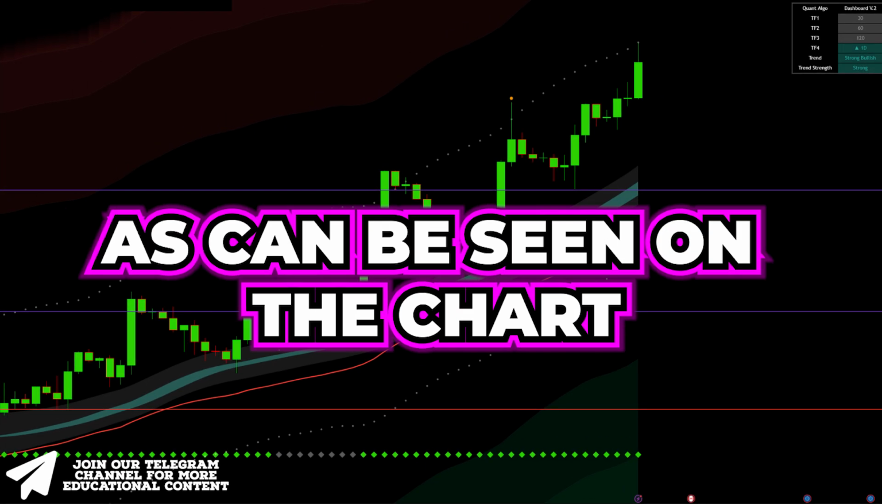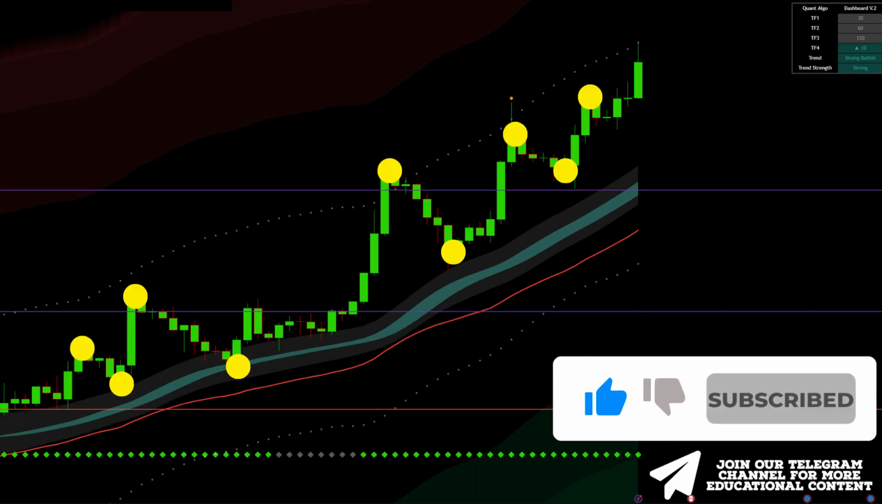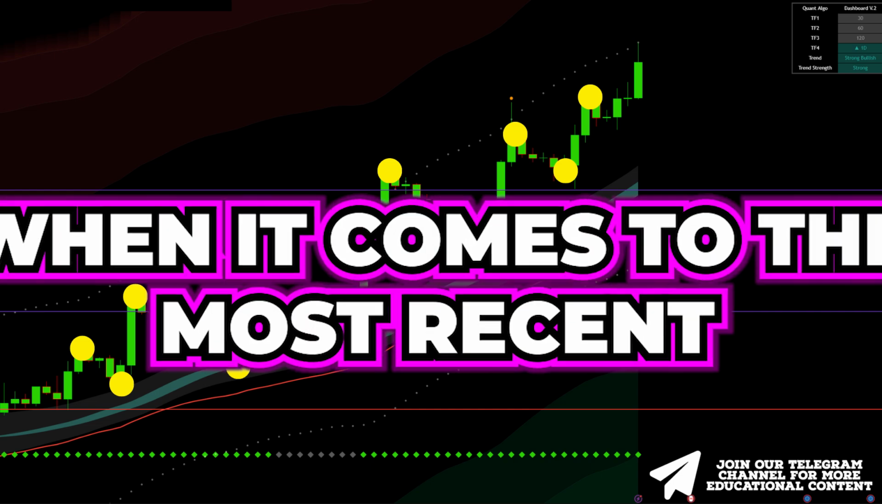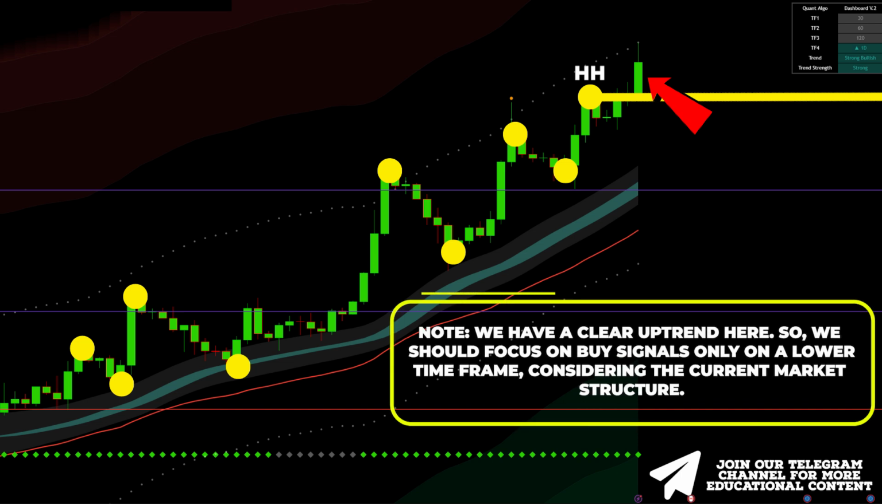As can be seen on the chart, the price broke multiple effective levels, and more importantly, it formed higher highs and higher lows. When it comes to the most recent price action, the price just closed above the previous higher high, telling us about an uptrend. As a result, we should focus on buy signals only on a lower time frame, considering the current market structure.